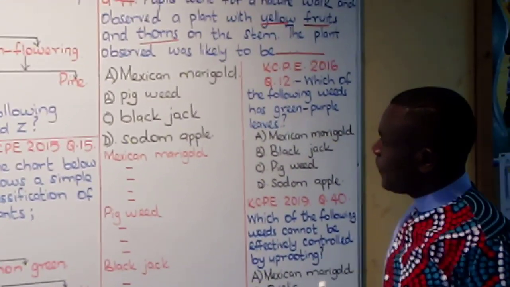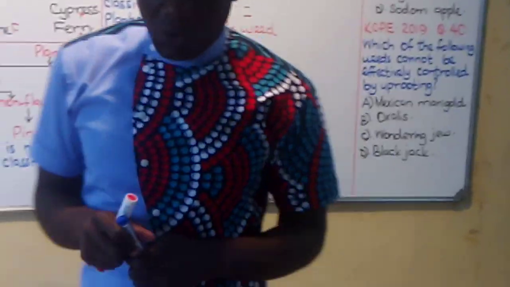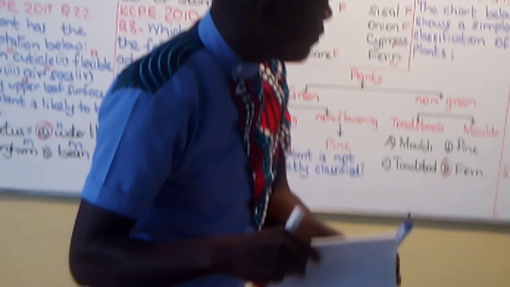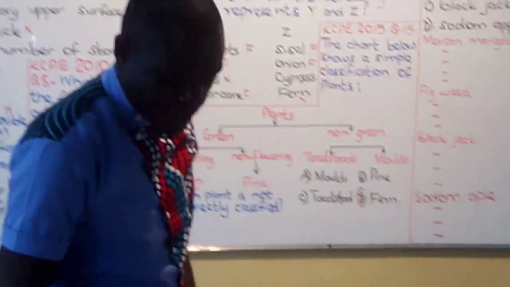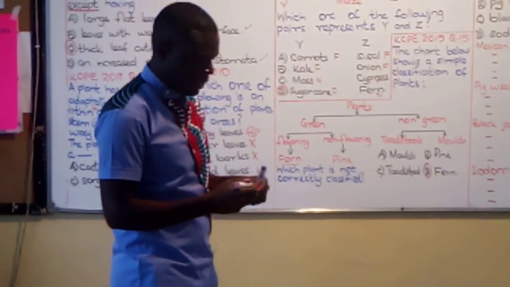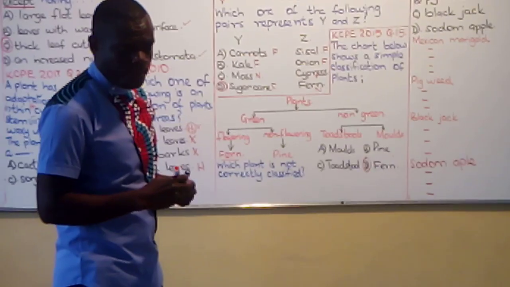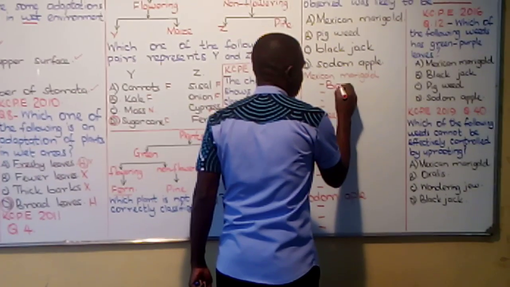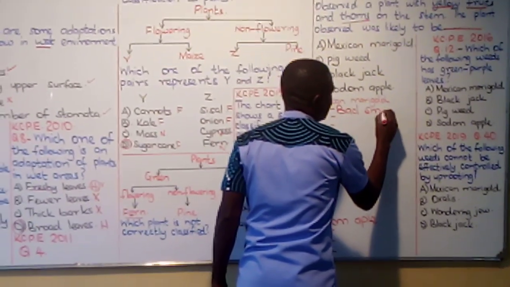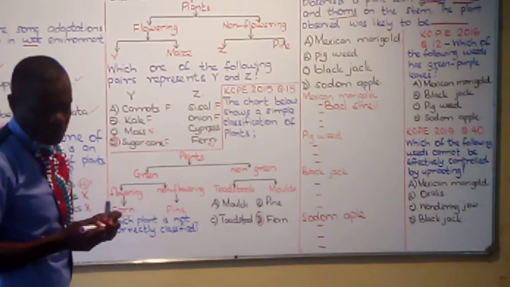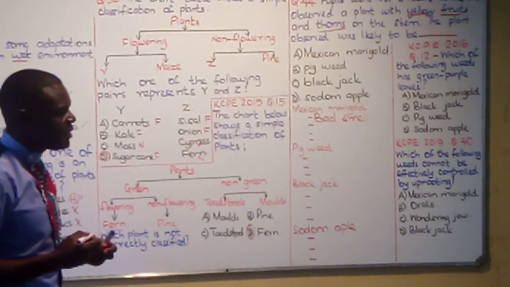Now, these are weeds, boys and girls. I want us to look at several weeds. Let's start with Mexican marigold. Its characteristics: number 1, bad smell. Number 2, it is used as pesticide.